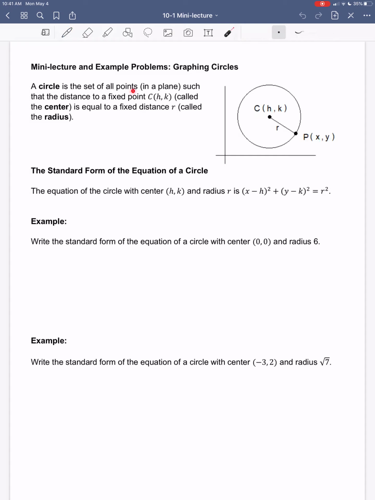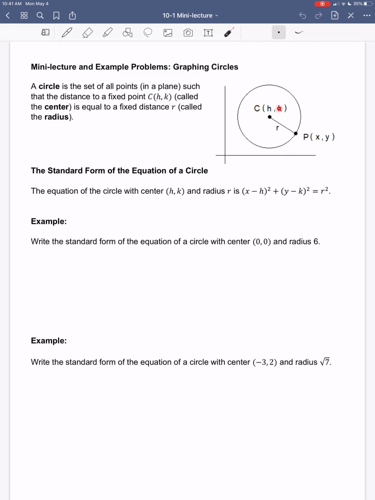A circle is a set of all points in a plane, in a flat surface, such that the distance from a fixed point we'll call C with coordinates h, k, which we call the center of the circle, is equal to a fixed distance r, which is called the radius of the circle. So that's this picture here. My C is the center.